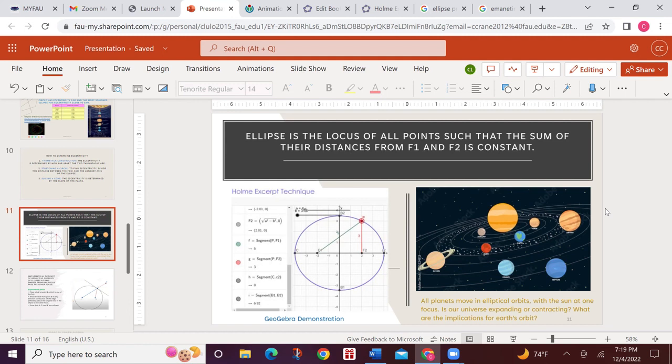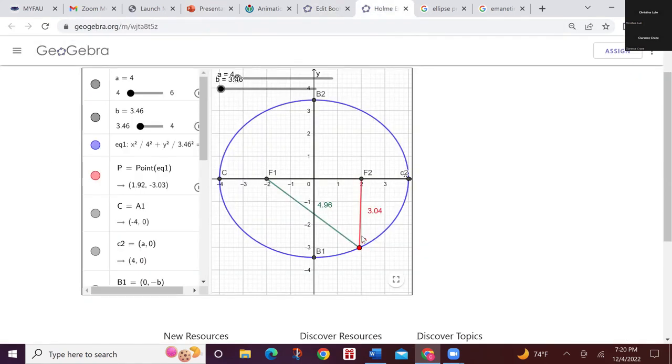Is it possible one day Earth gets closer to the sun? What are the implications? Or Earth moves away from the sun? Because as we see in the GeoGebra demonstration, because the sun is a focus, the distance should always be constant. That's if you replace point P with Earth.